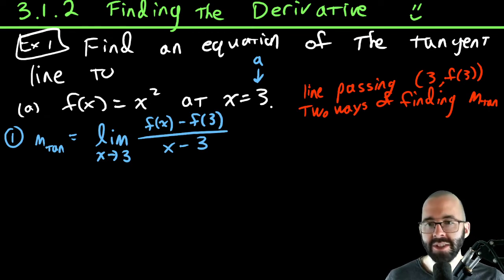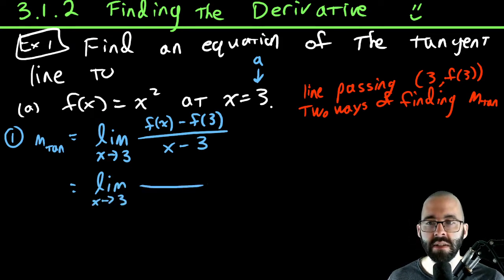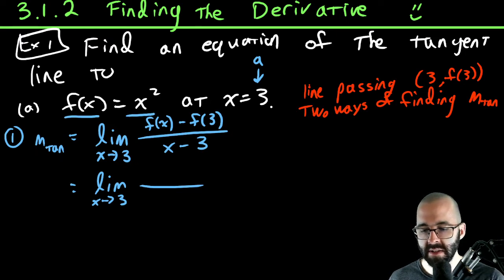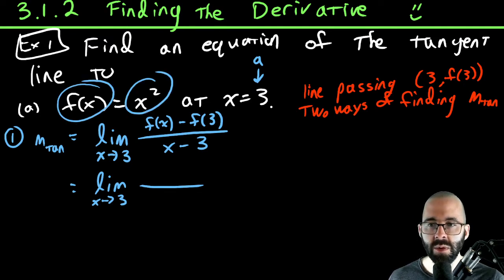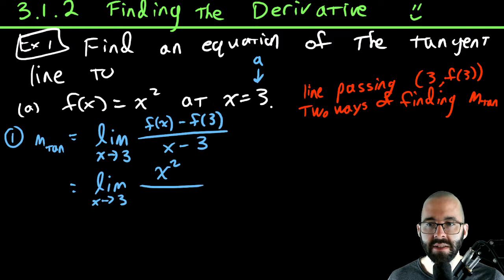Let's use direct substitution. Plug in 3. Well, we can't plug in 3 here. We're going to get 0 divided by 0. So how do we evaluate limits when we have that indeterminate form 0 over 0? We try to simplify and use some tricks. So this is the limit as x approaches 3 of, what is f of x? f of x is x squared. This thing and this thing are equal to each other. They are the same thing. So let's replace the f of x with what f of x is.